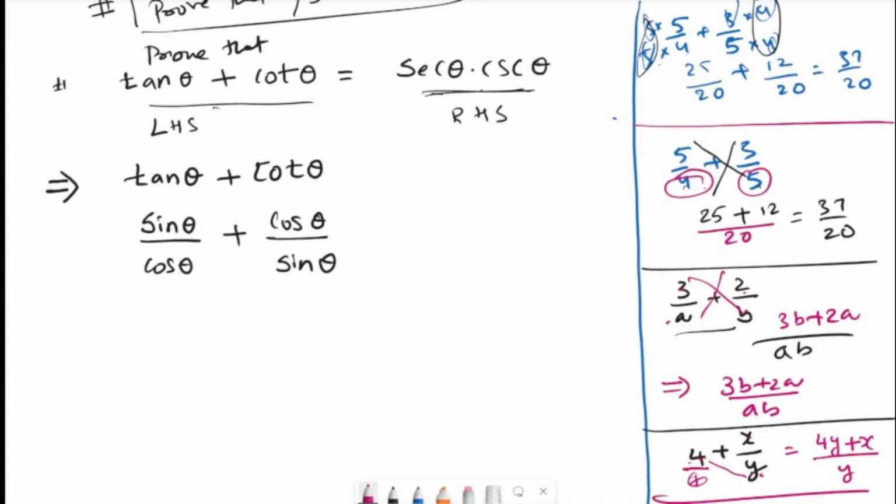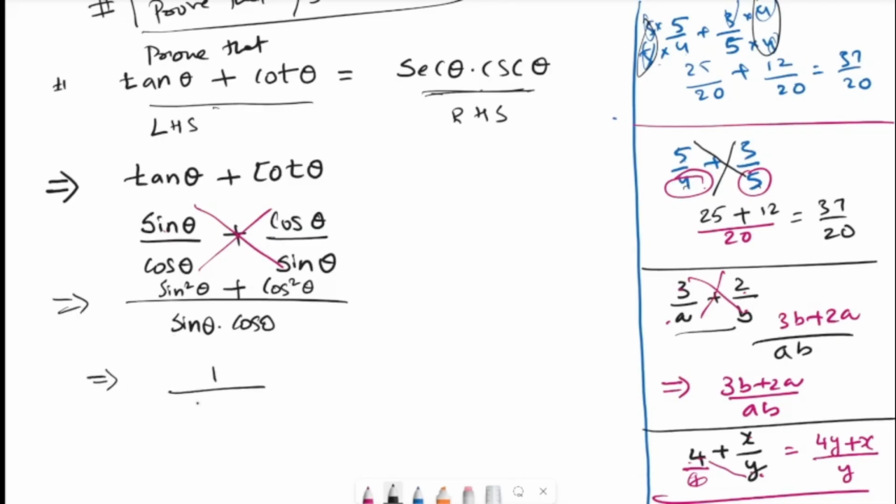Now we can apply this on the left side. We have sine theta over cos theta plus cos theta over sine theta. The common multiple is sine theta times cos theta. Multiply this, multiply this. Sine theta times sine theta is sine square theta, plus whatever the operation in between, cos theta times cos theta is cos square theta. Now recall the Pythagoras theorem: sine square theta plus cos square theta is 1. So we get 1 by sine theta times cos theta.